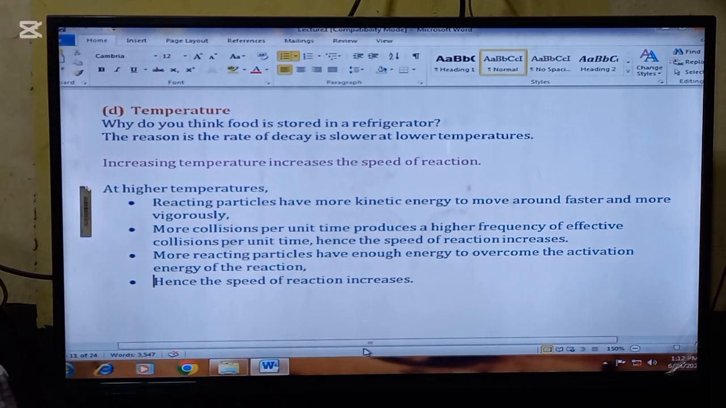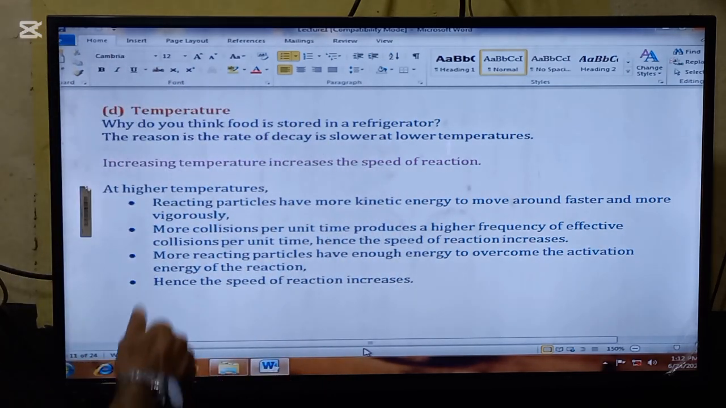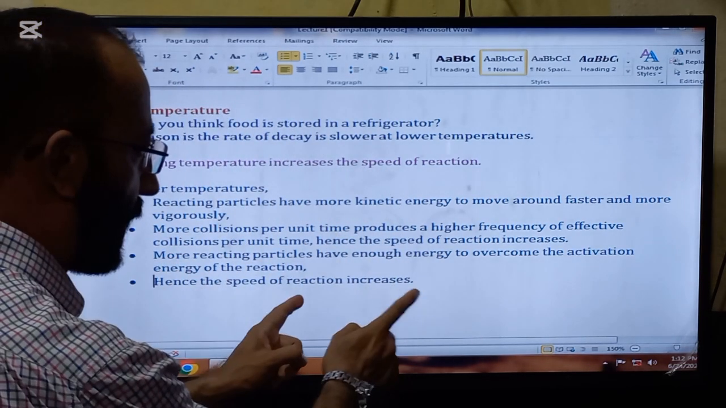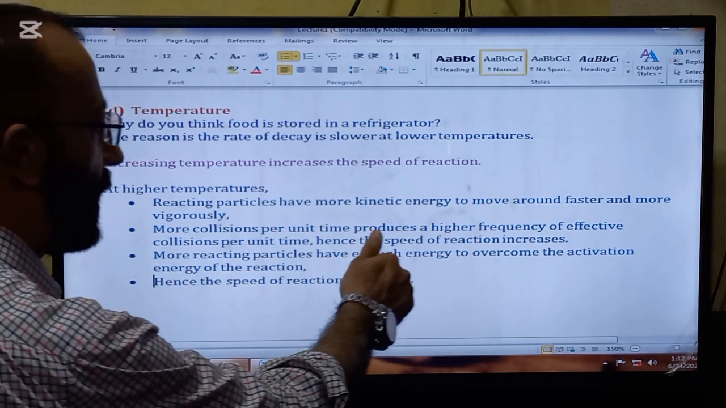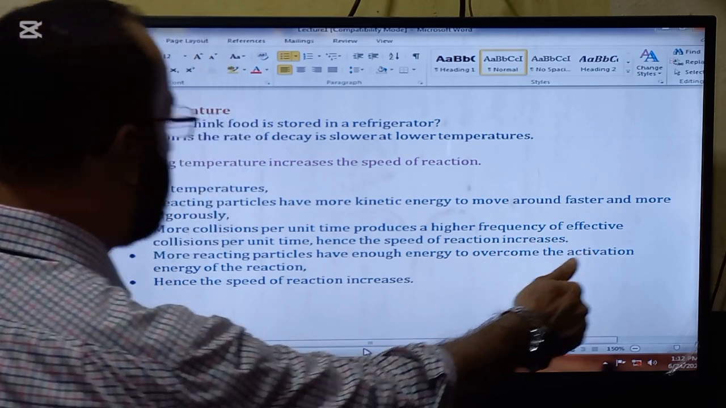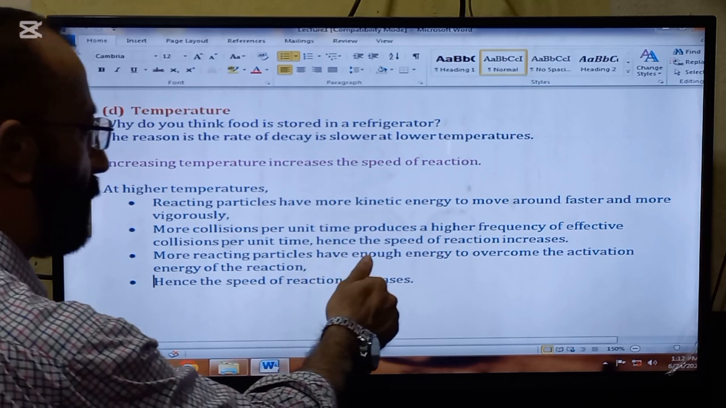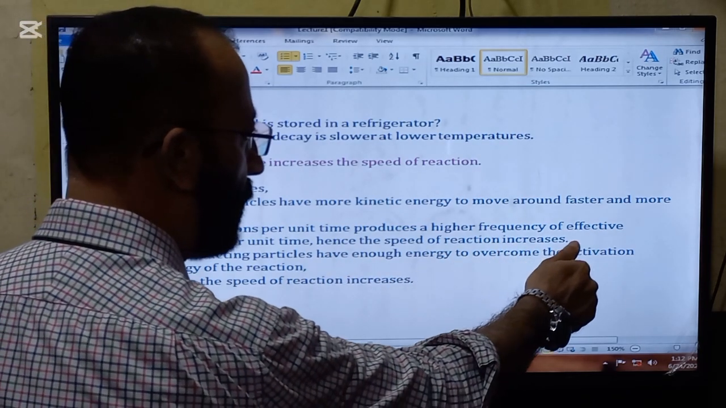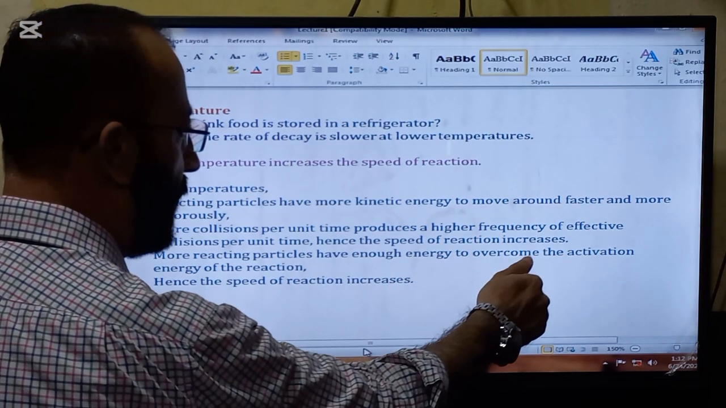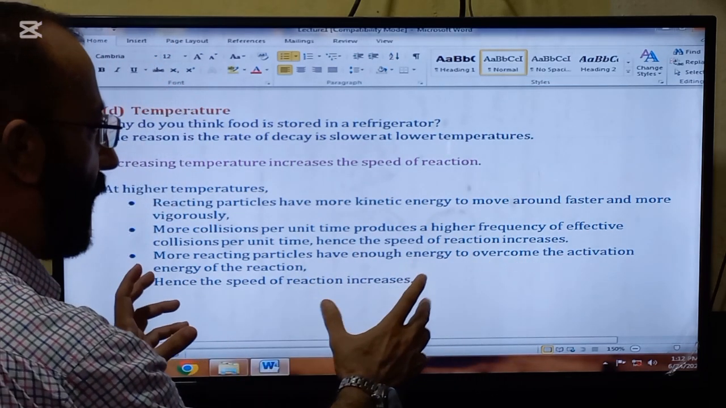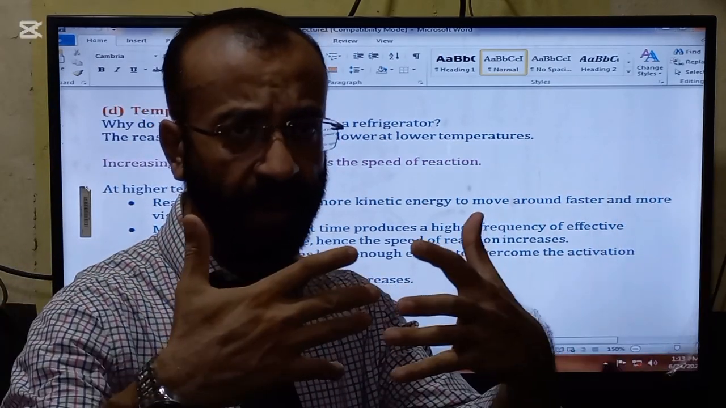Increasing temperature increases the speed of the reaction. These are the things which happen at higher temperature. Reacting particles have more kinetic energy to move around faster and more vigorously. More collisions per unit time produce a higher frequency of effective collisions per unit time. Hence, the speed of the reaction increases, and more collisions happen because of the more kinetic energy. When they move faster, they collide with each other more often.